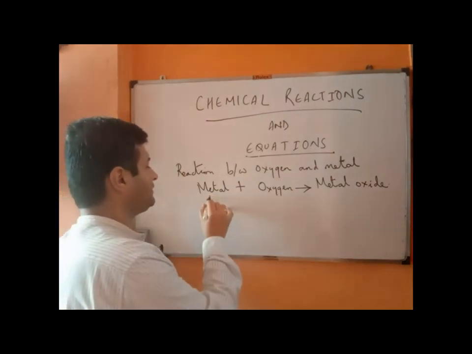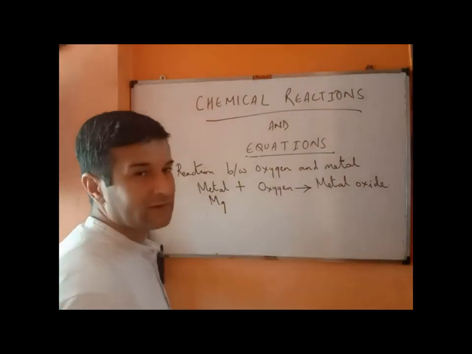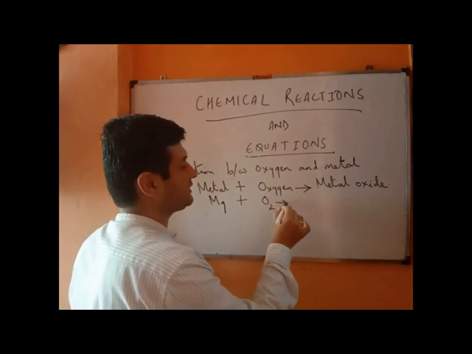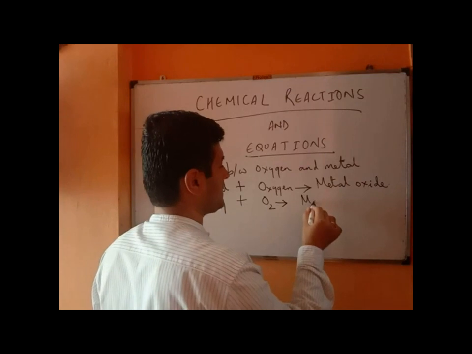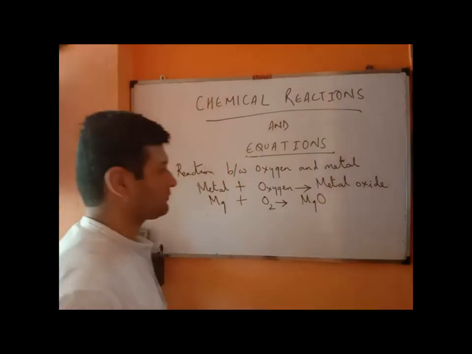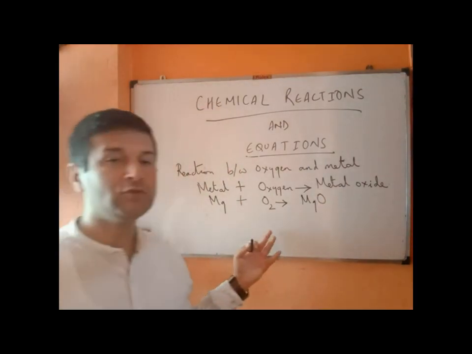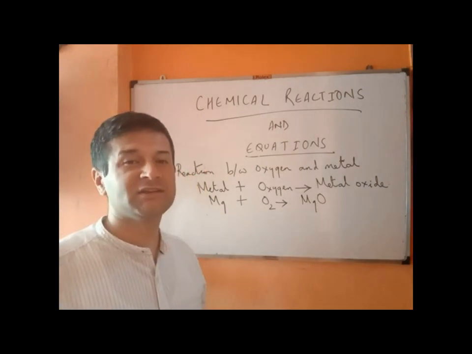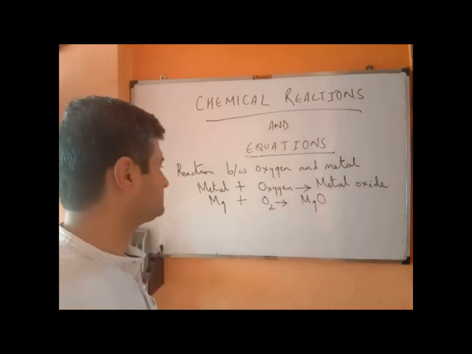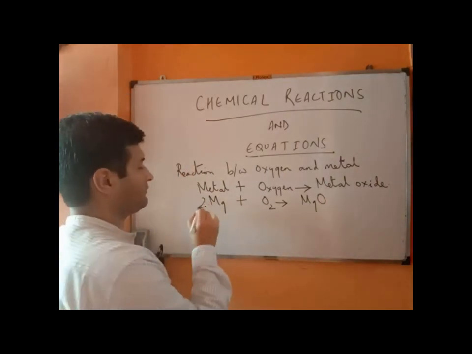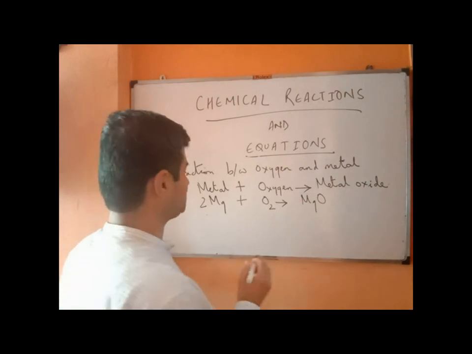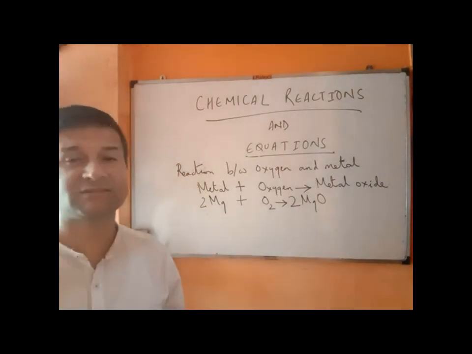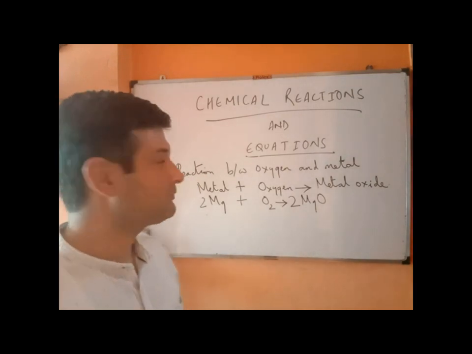One example by taking magnesium as metal. When we burn magnesium in presence of oxygen, then it gets converted to magnesium oxide. Again we have to balance this reaction, which we will be discussing in the next lesson. For now, let's try to balance this. Now you can see that this reaction also has been balanced.